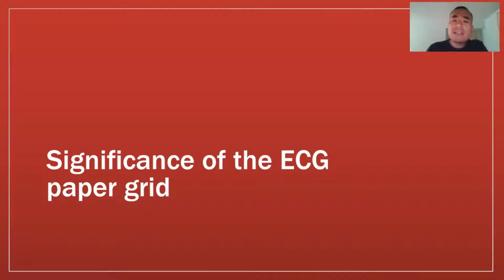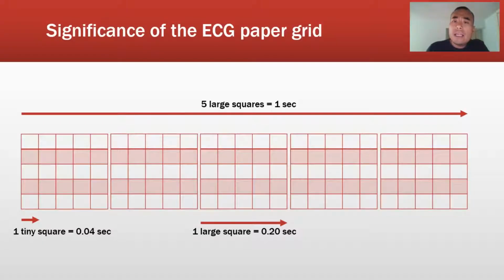Okay. Now the significance of the ECG paper grid. This is important because our ECGs will be printed on paper, and you will see that they come up in little strips. So let me introduce you to some of the features of the paper. It's a whole bunch of little squares, and then they're merged together into big squares. To make it more visible, here I have separated the big squares from the tiny squares. So one tiny square will be equal to 0.4 seconds. Okay, one tiny square, this one. And then one large square, which consists of 5 tiny squares, will be 0.2 seconds.